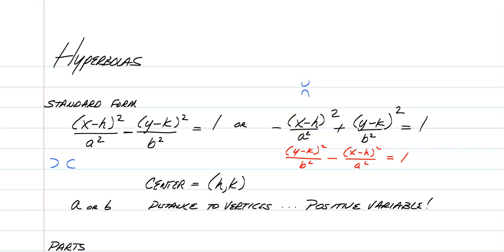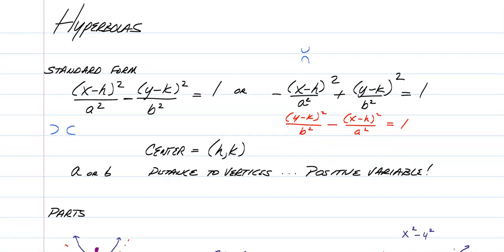Fair warning, I've seen hyperbolas written in two different ways. Some people like to keep the x first, and then it would just be a negative x plus y squared. But I've also seen it written where the positive one always comes first, and then you subtract the negative one, which would switch your x and y. No big deal, it just means you have to pay attention to where your h and k actually are, and where your x and y and your a and b are actually going. The center is still your h and k, a and b are still the distance to your, in this case, vertices. That's going to be your positive variable now. You don't have to worry about which one is bigger.